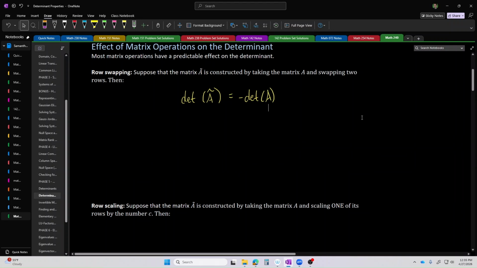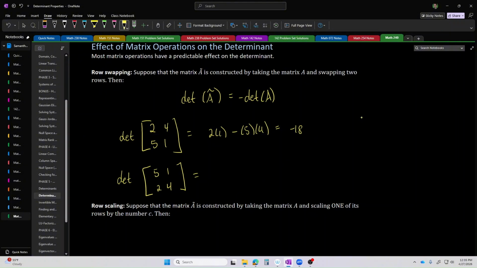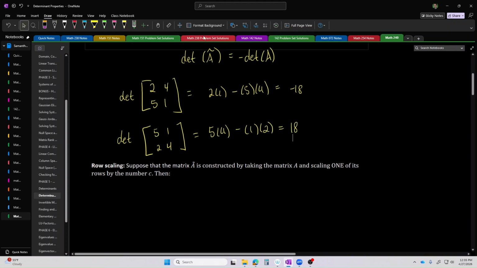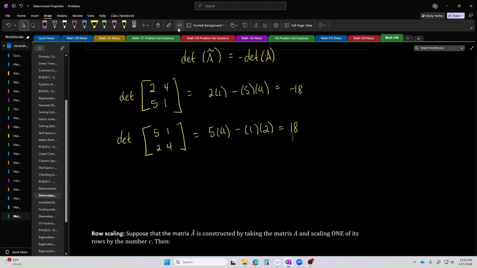Let me give you an example of that, for a simple example, just for the sake of time. If I have the matrix 2, 4, 5, 1, and I calculate its determinant, then I would get 2 times 1 minus 5 times 4. So that would be the result, negative 18. Versus if I take the determinant of 5, 1, 2, 4, then I would get 5 times 4 minus 1 times 2, result 18, positive. So swapping two rows in a matrix has the effect of flipping the sign of the determinant.